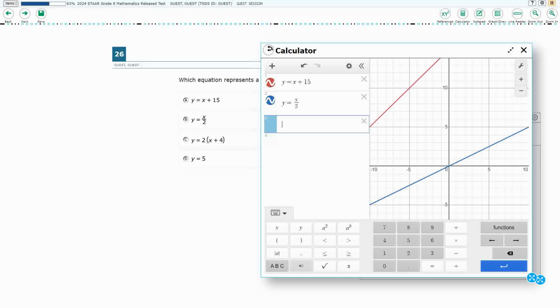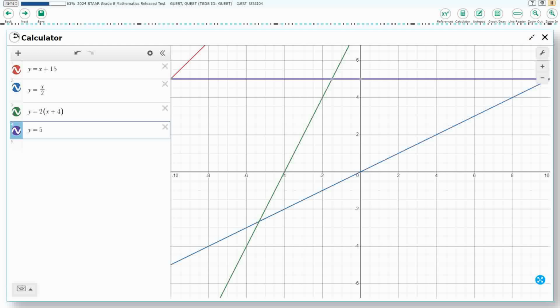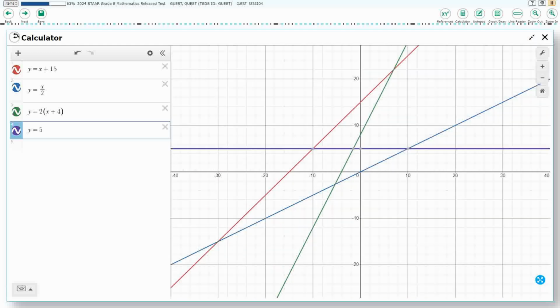right? So now we've got y equals 2 times the quantity x plus 4. And then let's get this one, y equals 5. All right, so we've got all of these here. I'm going to zoom out a little bit because that red one's kind of off. Okay, so we are looking for one that's different. It needs to be proportional, and we are looking for one that is different than all the others.